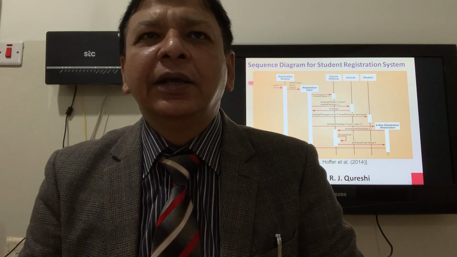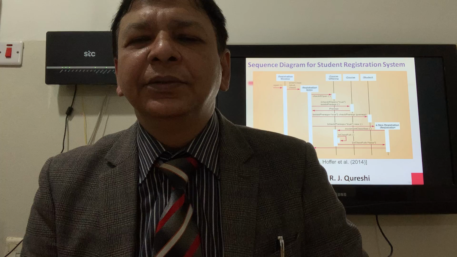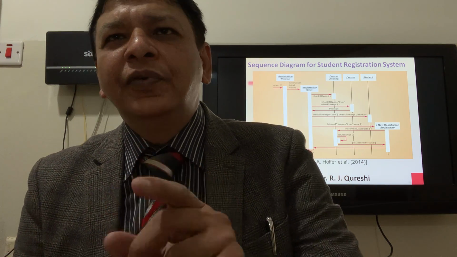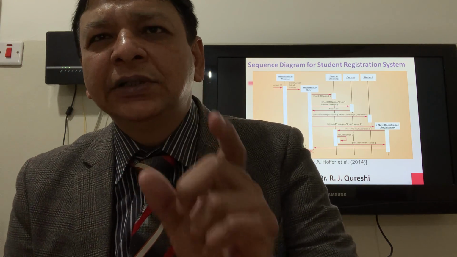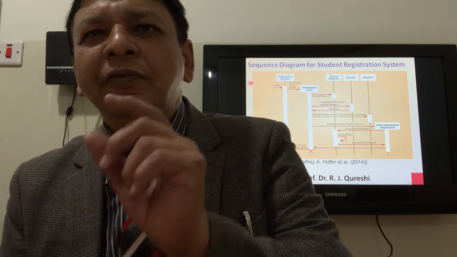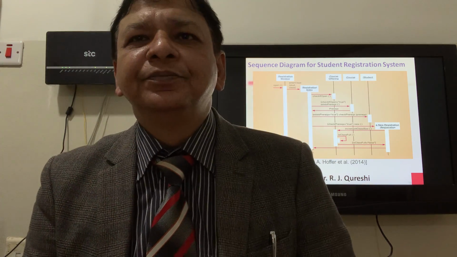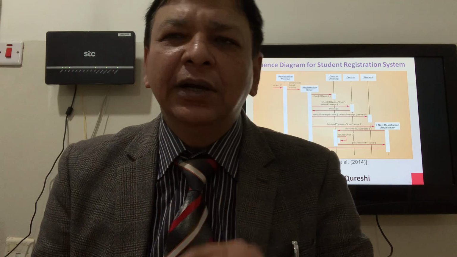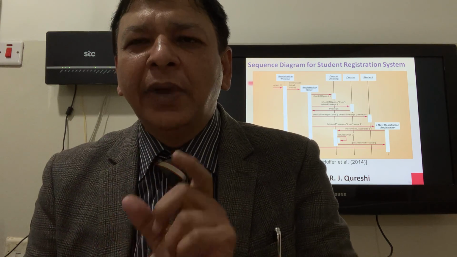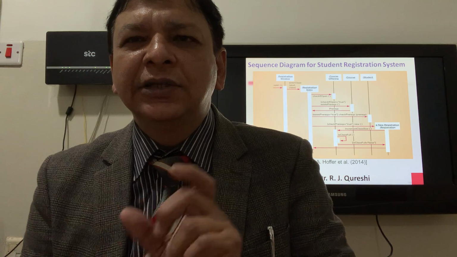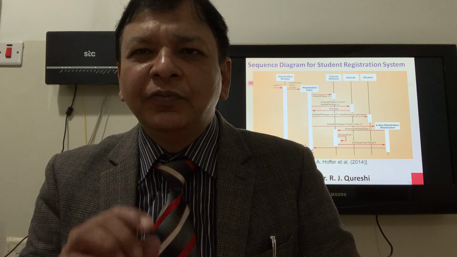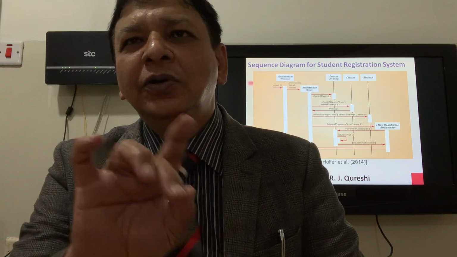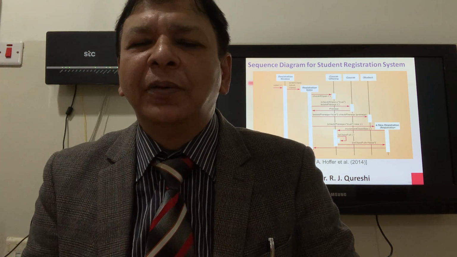So this is an example of a student registration system, and you can see clearly: the registration window, course offering, course waits, what are the prerequisites. From the student record, check whether the prerequisites are cleared, and check whether the strength maximum limit in a class section is full or not full. So these are the synchronous messages passed by the registration window to the course and then the student object.